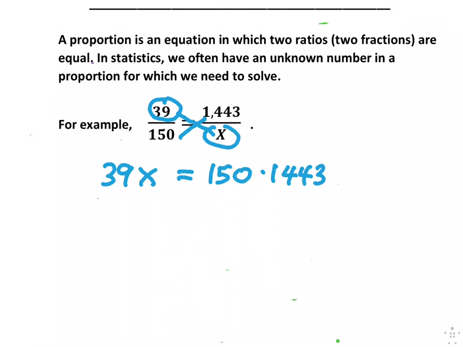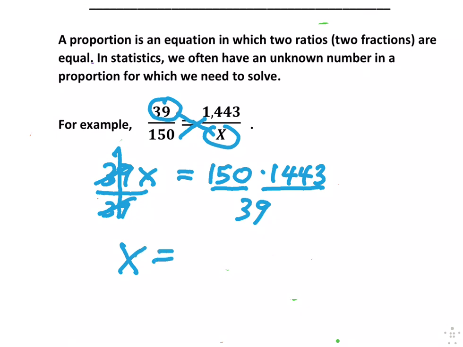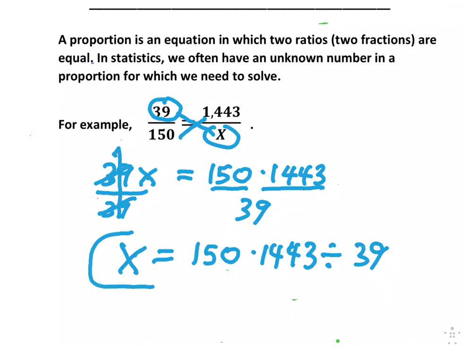What I have to do to solve for x is multiply 150 times 1,443. And then in order to isolate x and get x completely by itself, I would also need to divide by 39. If I divide 39x by 39, that of course gives me 1x. And 1x will equal what I get if I take 150 times 1,443 and then divide that by 39. That would give us the value of x in this proportion.